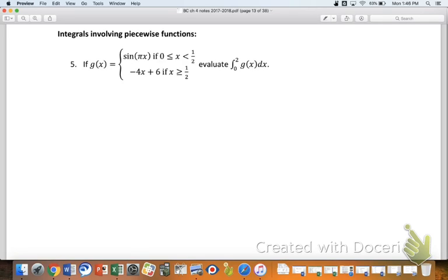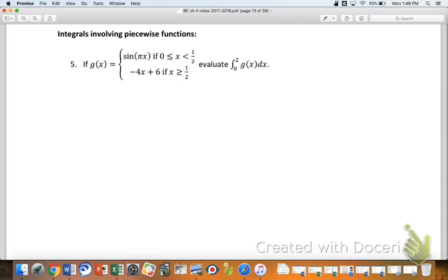This clearly could be discontinuous. We don't know yet. We could look at it and decide. But it is piecewise, and so that's going to necessitate a little bit of a strategy change from what we've been doing. I feel like you can probably do this. And if you can't, I'll fill you in a little bit. But give it a shot. See if you can figure out what the definite integral from 0 to 2 of g of x would be.